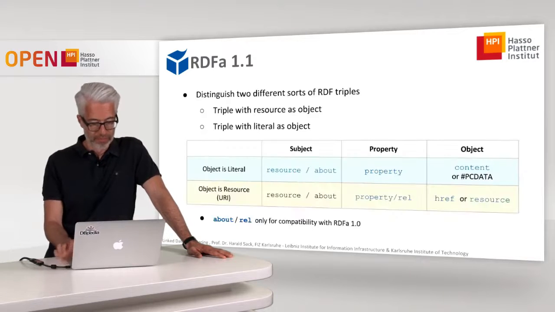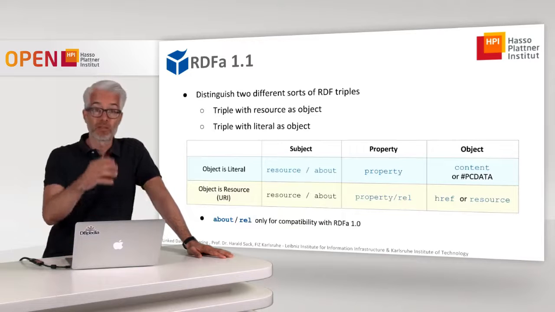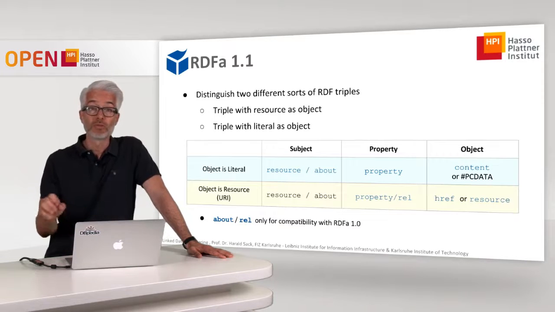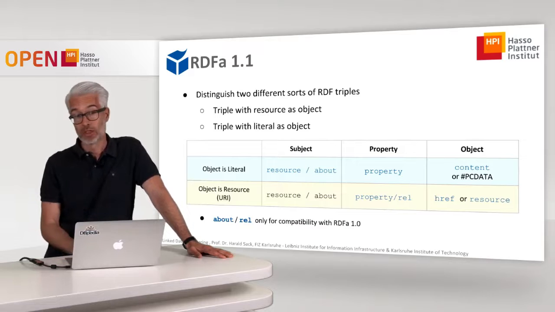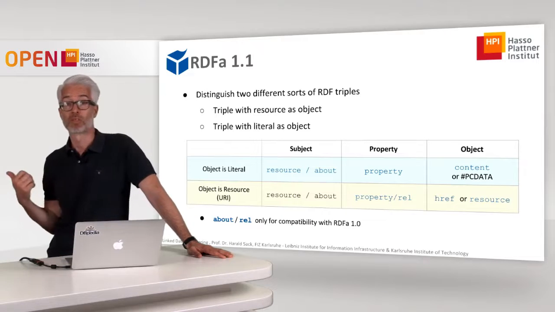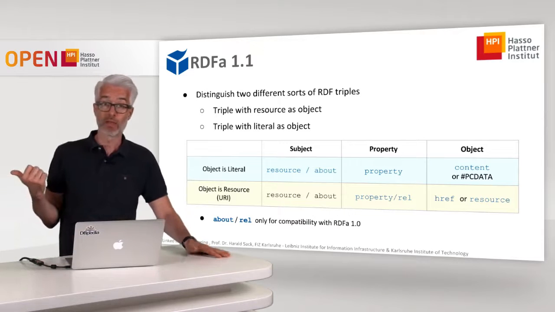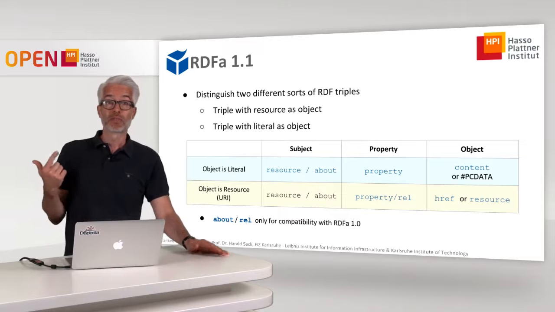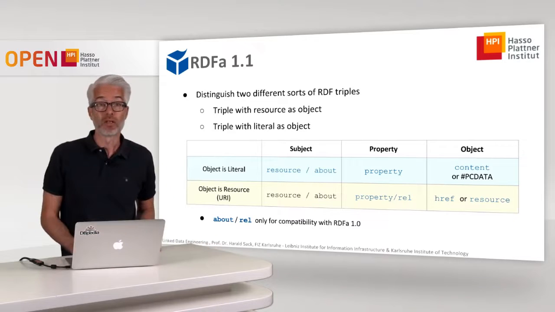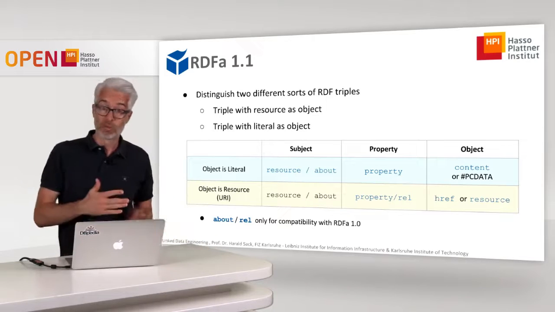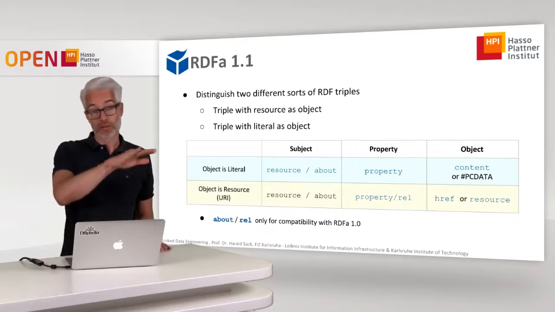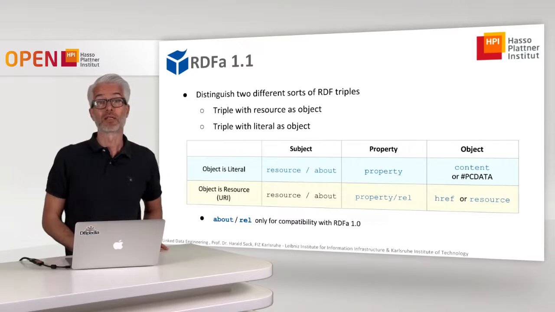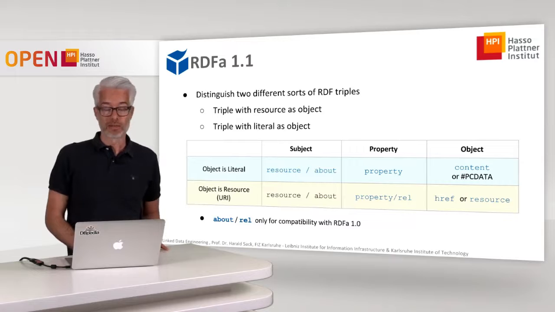So far, so good. In general, you distinguish two different sorts of RDF triples that you can, of course, put into an HTML file. We know that we have triples where the resource is an object, so another URI, and we have triples where a literal is the object. So two different things. First, let's have a look at the literal. So the object is a literal. This is the first row, the first line that you see here, and it's the blue line.